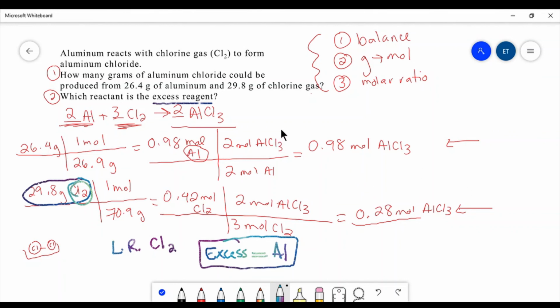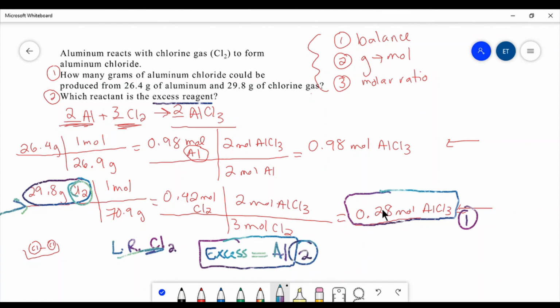And the first question is asking us how many grams of aluminum chloride could be produced. So remember, the limiting reagent is the first thing that is going to run out. So actually, this is going to be the maximum amount that you can create of aluminum chloride before you run out of your limiting reagent. Okay, so this is the answer to number 1. This is the answer to number 2.